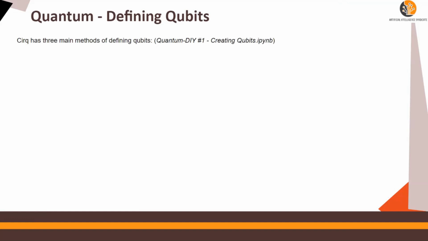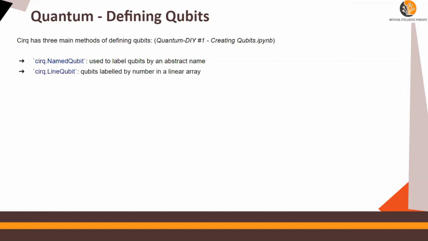Cirq has three main methods of defining qubits. You can see that I have a Python notebook which is available in the Google Drive link in the video description section below. You can use this Python notebook to access the code. There are three main methods of defining qubits. The first one is cirq.NamedQubit. You can label a qubit and define a qubit. The second method is cirq.LineQubit. And the third method is cirq.GridQubit.